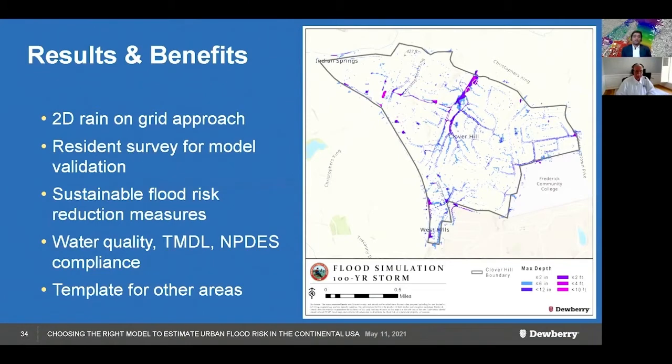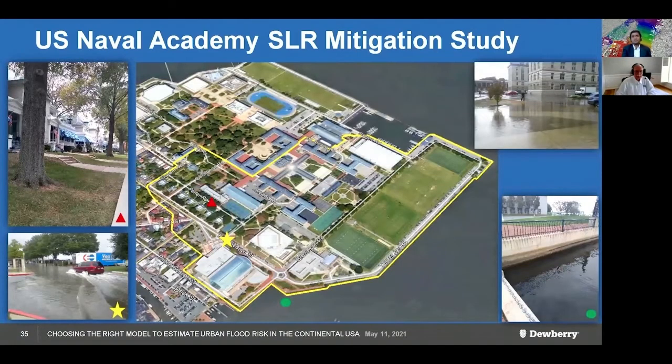And the results of the analysis are useful for sustainable flood risk reduction measures, and currently we are also developing water quality, TMDL, NPDES compliance oriented stormwater BMPs, and this will definitely serve as a template for other areas within the county. Another interesting example is using XP SWMM models.